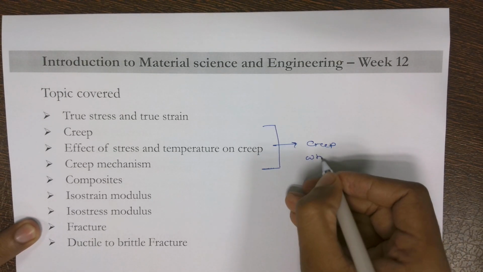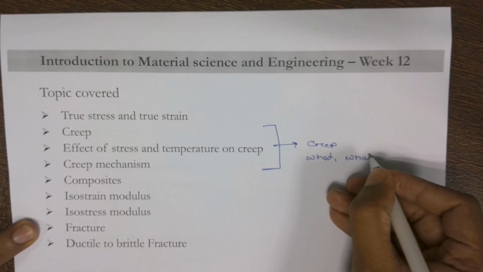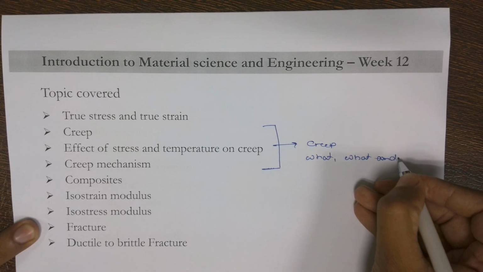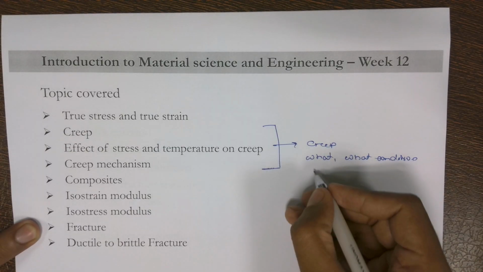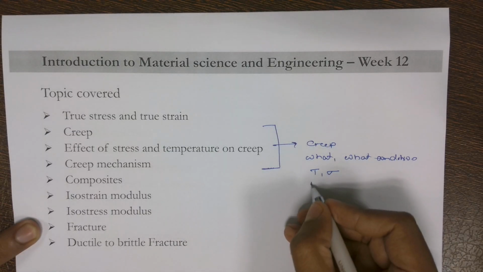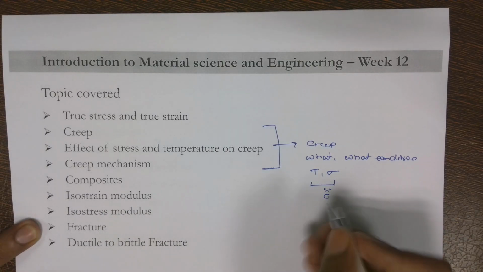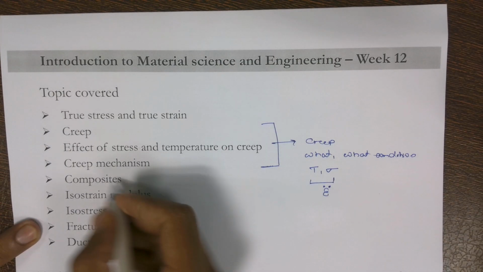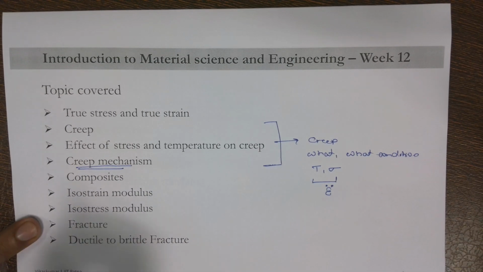We discussed what creep is, under what conditions it will work, and also what factors are going to affect this particular creep. For example, we saw temperature, and we saw stress, and how they are going to affect the strain rate. Then we discussed the list of mechanisms that affect the creep mechanism.